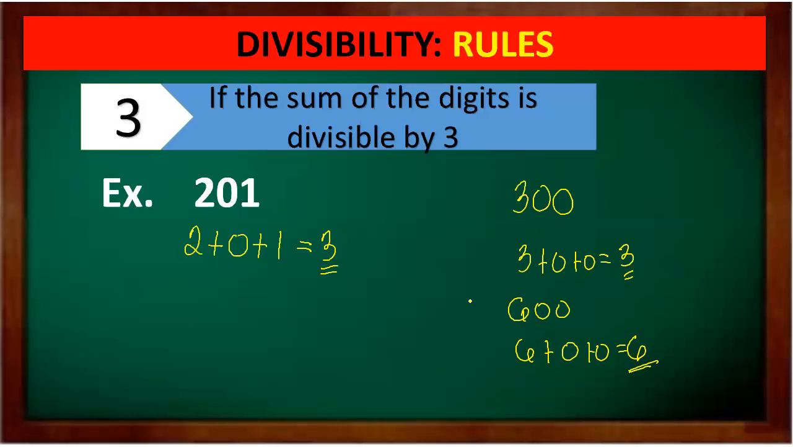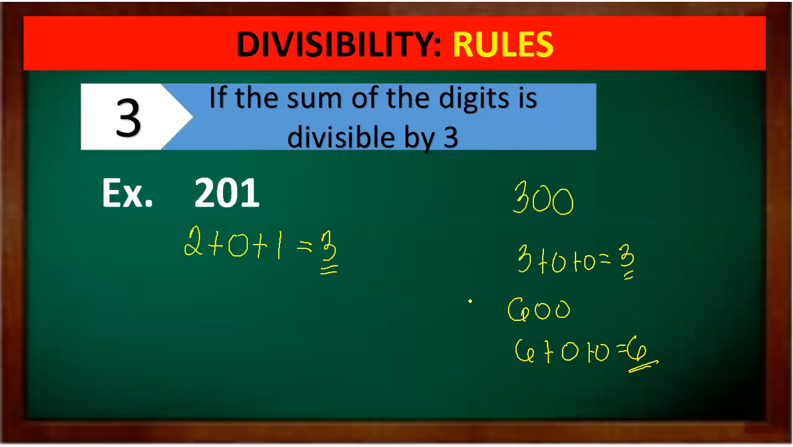Okay? So yan yung rule natin for 3. Number 3. Paano malalaman kung ang number ay divisible by 3? All you have to do, i-add nyo yung lahat ng digits ng number na yon. And kung ano man ang sagot nyo, when you added all the digits, kung yung sum natin ay divisible by 3, then therefore, the given number is also divisible by 3. Okay? So that is the rule for 3 on divisibility.